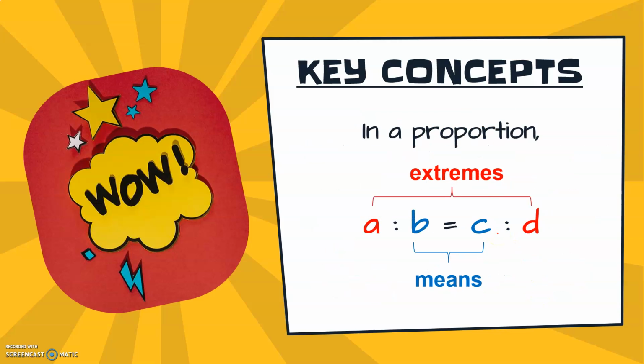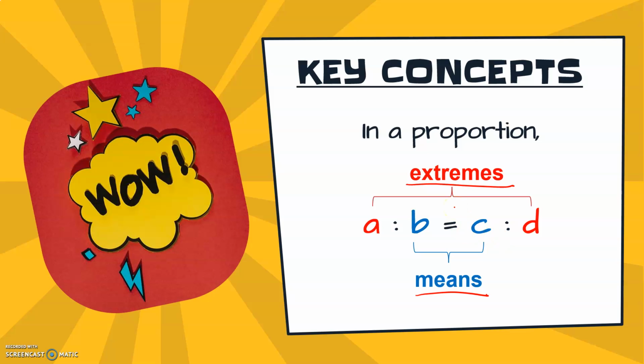We have to take note as well that in a proportion, we have what we call extremes and means. The outer terms in a proportion are the extremes. In this case, those are A and D. And the inner terms in a proportion are called means. In this case, those are B and C.